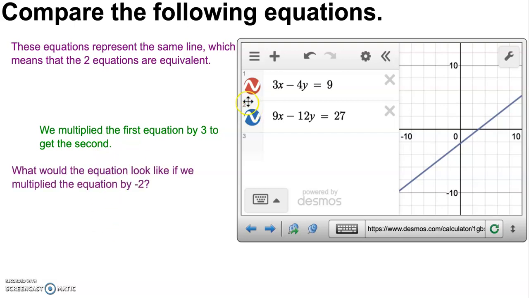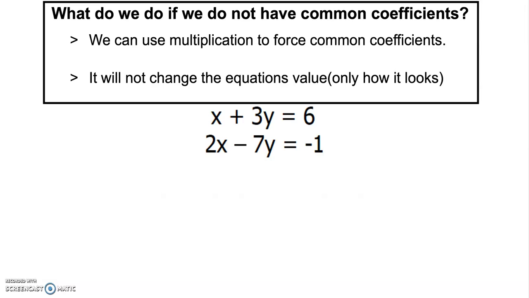So what would the first equation look like if we were to have multiplied it by a -2? This is the part I want you to answer on your own. Now, how is this useful for elimination? Well, for elimination, we have to have common coefficients.